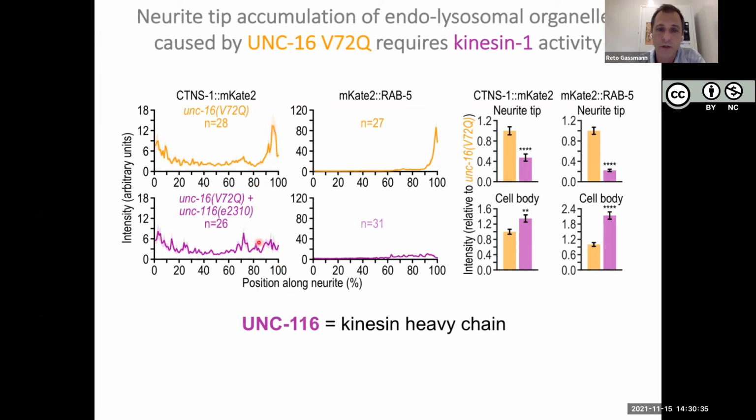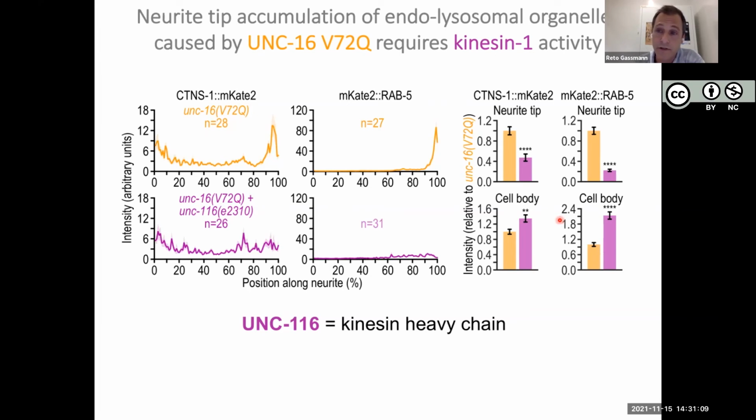And so when we combine the point mutation in UNC-16 with the mutation in the kinesin heavy chain, we now see that we lose the neurite tip accumulation for both the lysosomal marker and the early endosome marker. And this is accompanied by an increase in the signal in the cell body, as you can see here. So from this, we conclude that kinesin 1 activity is required for this neurite tip accumulation of endo-lysosomal organelles in the UNC-16 V72Q mutation.